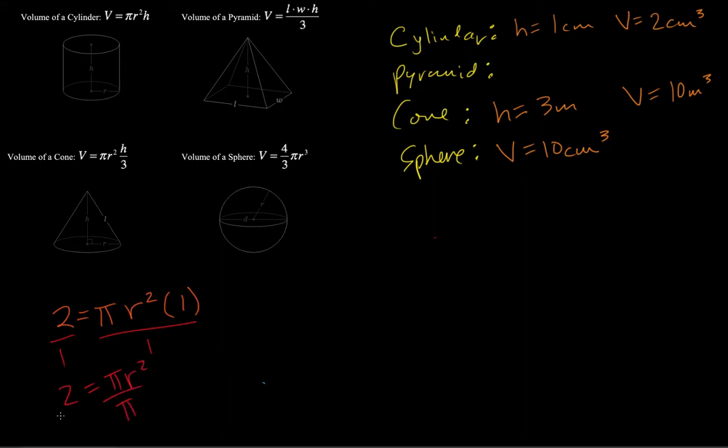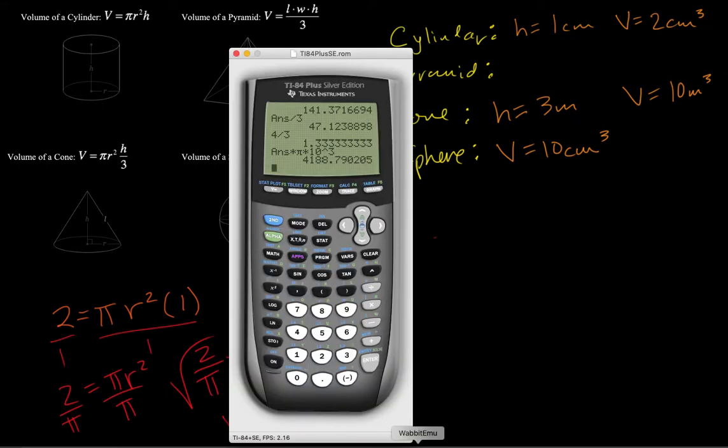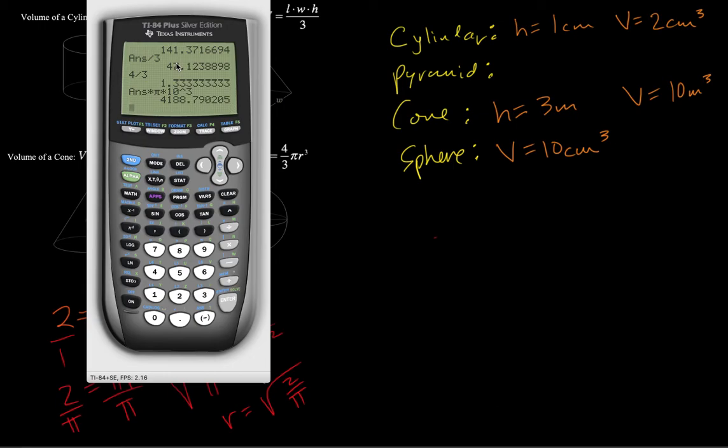We divide both sides by pi. So now we have 2 over pi equals the radius squared. And then we square root both sides. And because this is a radius, it's a length, we don't need to do a plus or minus. So the radius is going to be the square root of 2 over pi. Come to our calculator. We can do 2 divided by pi, and then we can take the square root, or we can raise it to 0.5. Remember, that's the same thing. And so it's going to be 0.798.